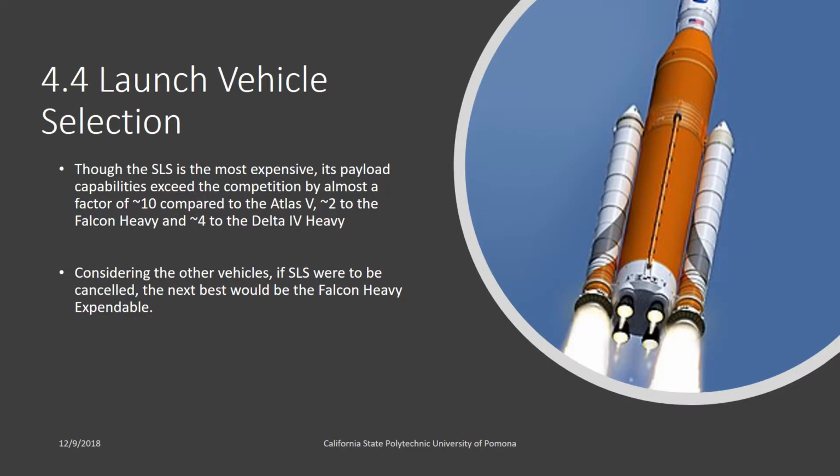We were able to conclude that the launch vehicle that best meets our requirements is the NASA Space Launch System because it has the best payload delivery. However, considering the other vehicles, if the SLS were to be cancelled or our mission were to go under budget cuts, the next best would be the Falcon Heavy Expendable. Now I hand it off to my partner Angel Carrasco, who will go over the rest of the presentation.